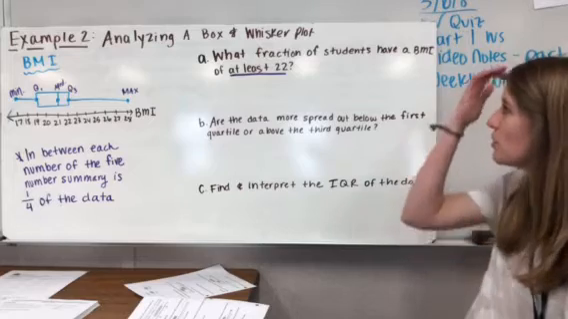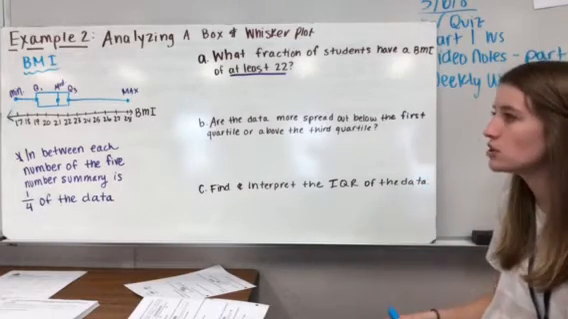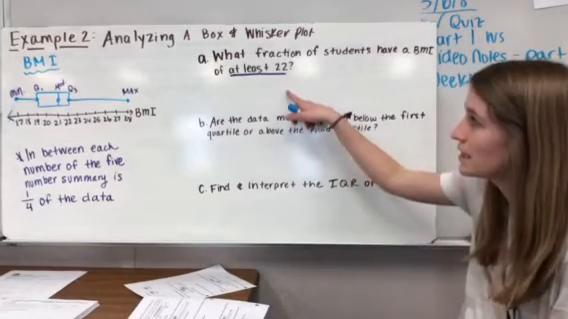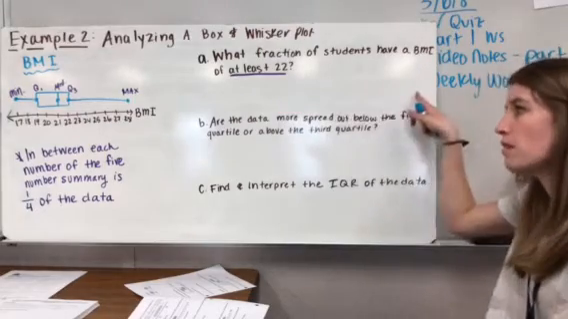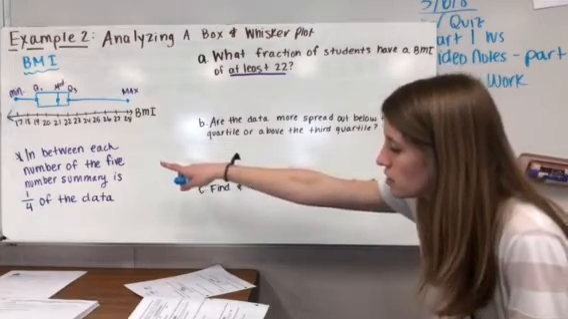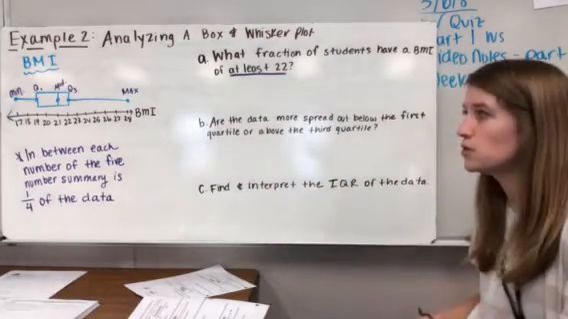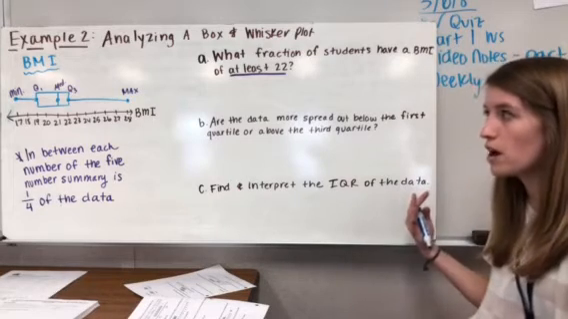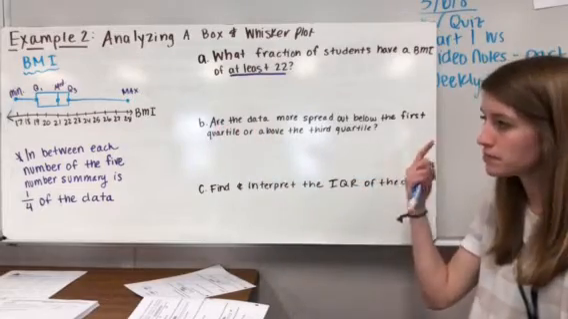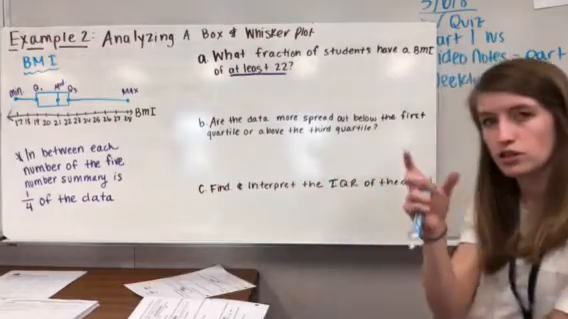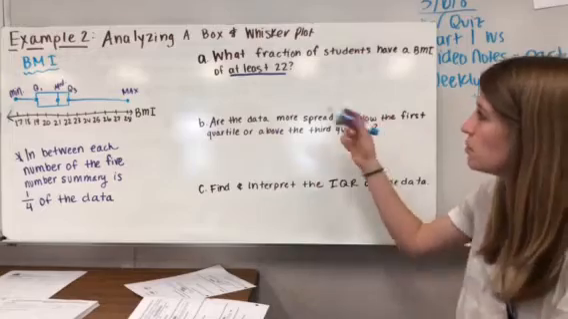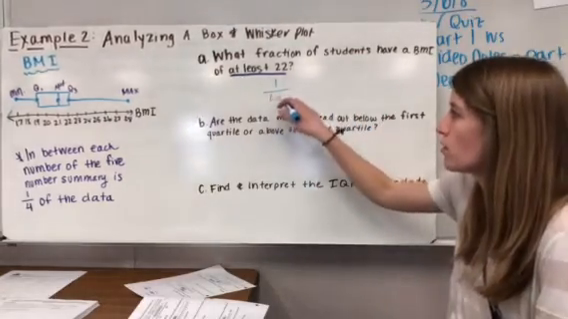The first question asks what fraction of students have a BMI of at least 22. This is where we have to remember all those important math words. At least means they can be 22 or above. So 22, if I'm looking at my box and whisker plot, is the 3rd quartile. If 22 is the 3rd quartile and I want to go above, I'm asking what part of my data is from quartile 3 to the maximum. Just like we talked about, in between each of those numbers of the 5-number summary is a quarter of my data. So from the 3rd quartile to the maximum is 1/4 of my data, or a fraction there would be 1/4.